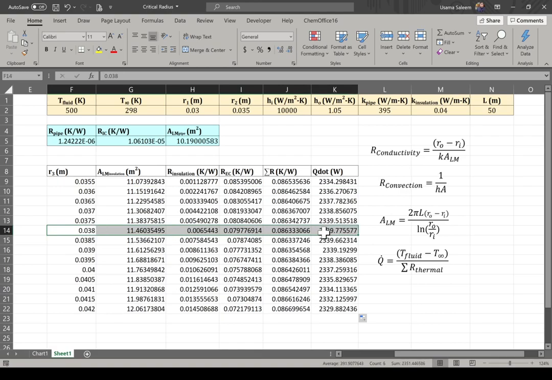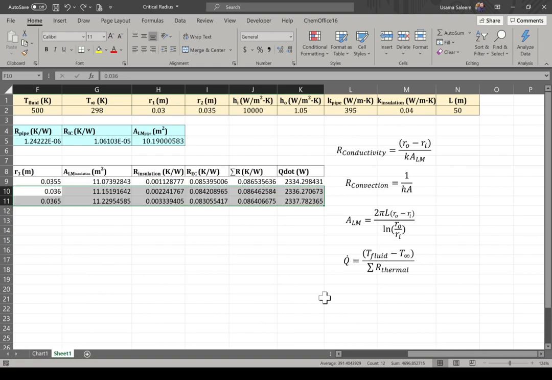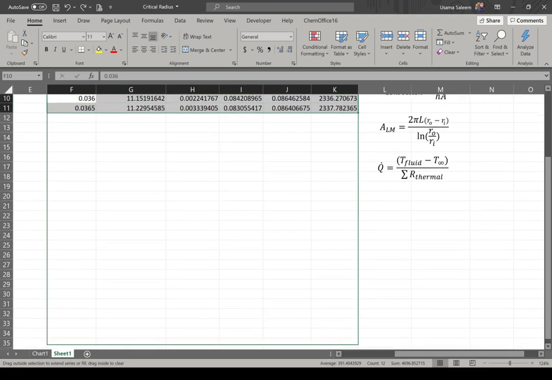Look at after 0.038. After 0.038, the outermost radius, the heat transfer rate actually starts to come down, as you guys can see here. Okay, it's starting to come down. So let's keep doing this for some more numbers. Oops. What did I do? My bad. All right, sorry about that. I just want to do this for more numbers.